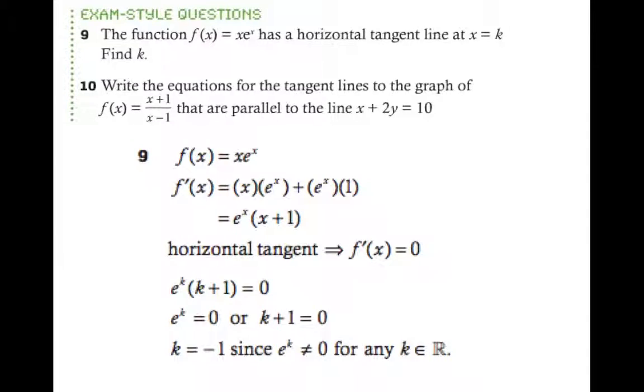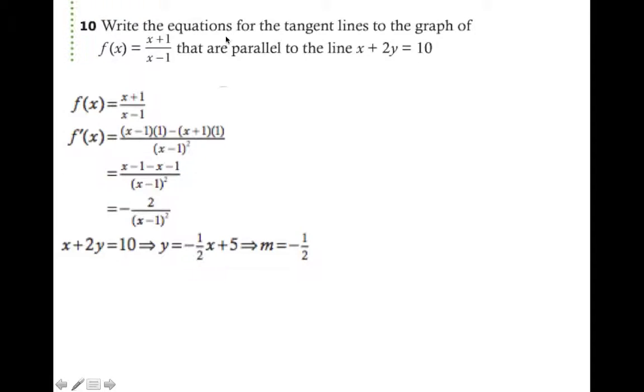Let's look at number 10. Number 10: write the equations for the tangent lines to the graph of this that are parallel to this. If there are tangent lines parallel to this, first we need to figure out the slope of this line. This is a line. What's the slope? Because any parallel lines will have the same slope.